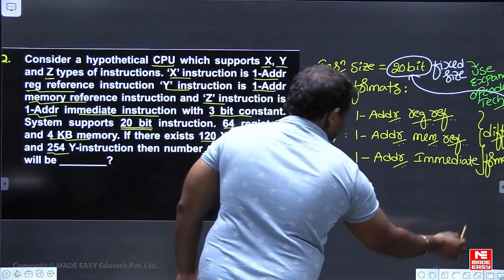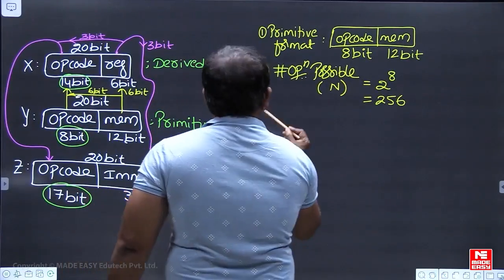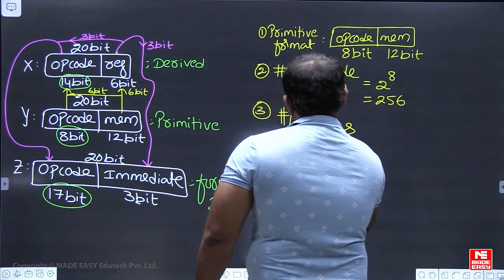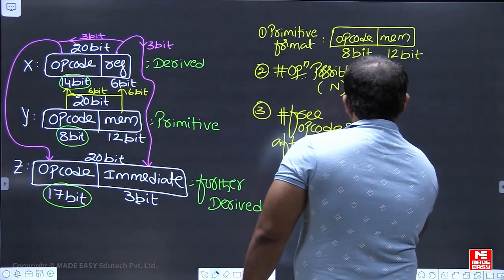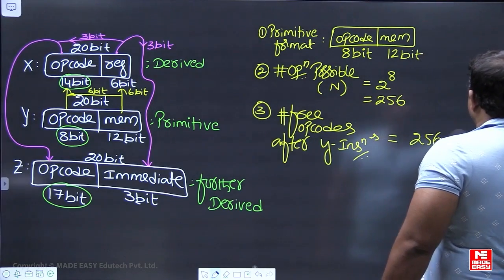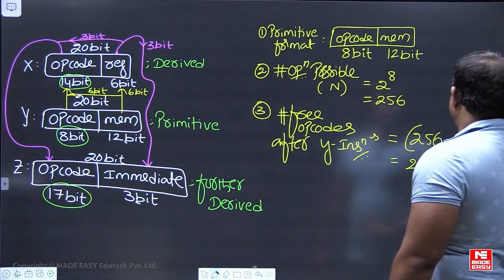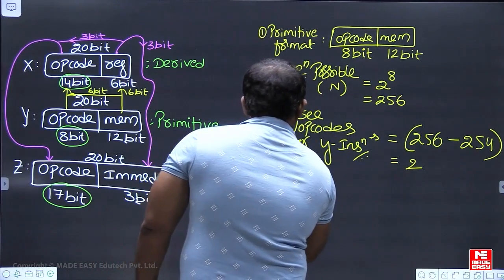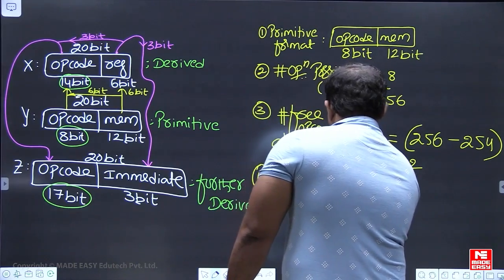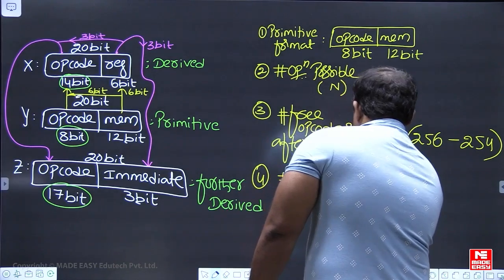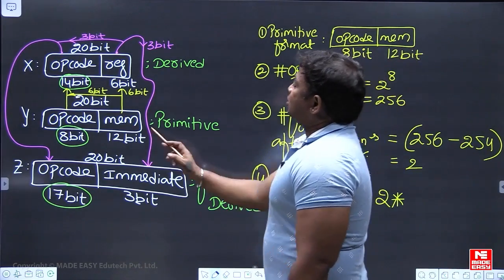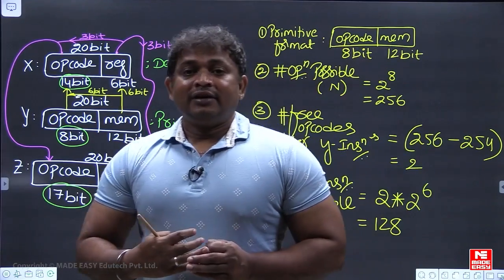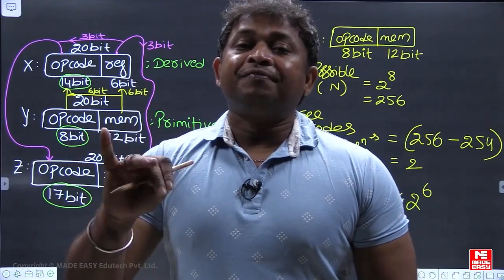Yes, 254. Now the number of free opcodes after Y instructions is equal to 256 total possible minus 254 implemented. Therefore, we have 2 free opcodes. These free opcodes are used for the derived instructions. So the number of X instructions possible is equal to the number of free opcodes times 2 power 6, since 6 bits are merged here. So this is equal to 128. So 128 X instructions are possible after implementation of 254 Y instructions.